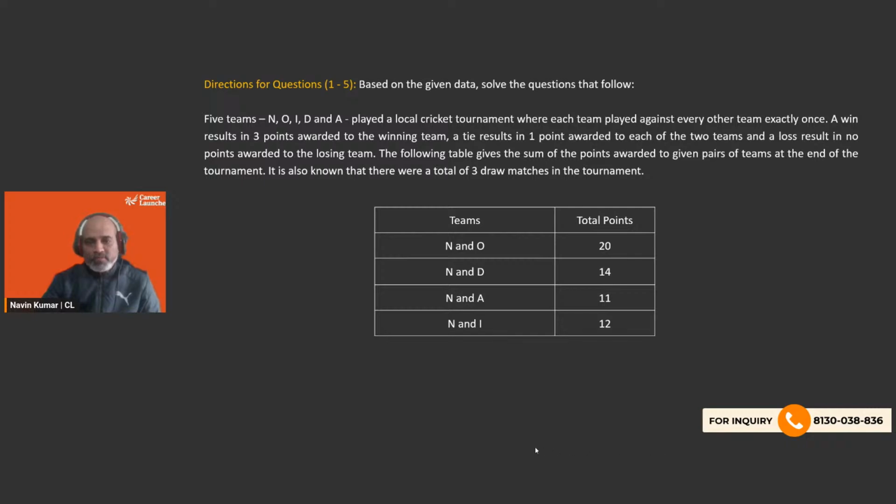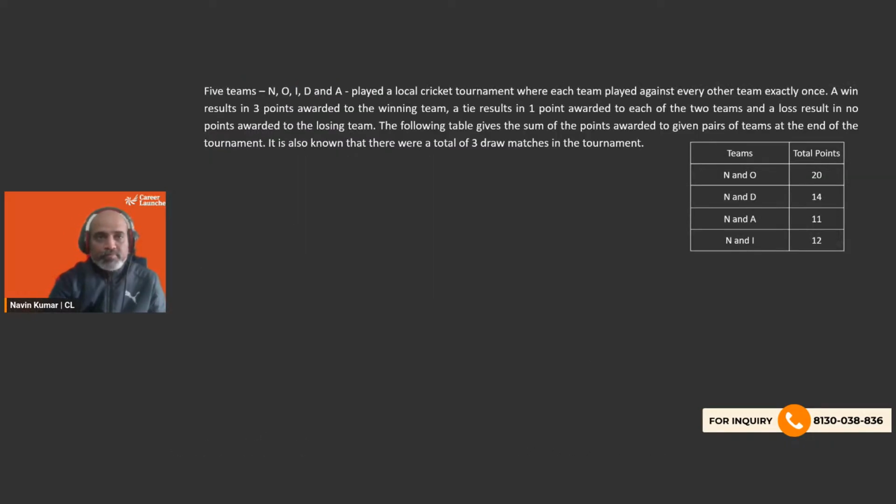No one? Okay. Chalo, let's give this a try. So we have got these 5 teams, N, O, I, D and A. They are playing a local tournament where each team played against every other team exactly once. So N played against O, N played against D, N played against A, N played against I, A played against D, A against O, and so on. So basically, since we have 5 teams, these 5 teams will result in 5C2, that is 10 matches.